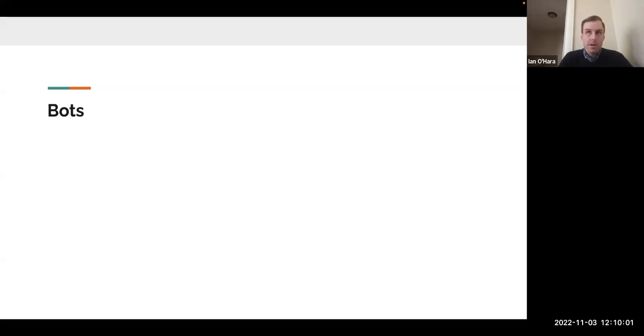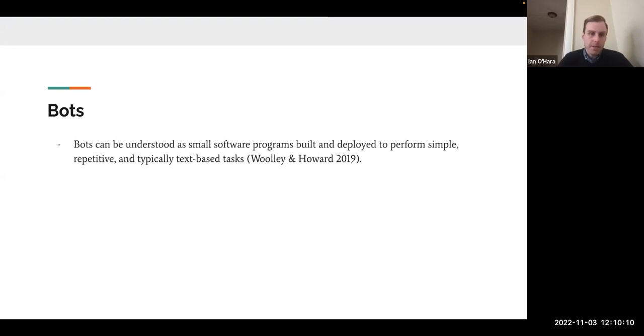So a huge component of these computational propaganda campaigns are bots, obviously, and everybody's heard about bots by now. They're typically small software programs that are built and deployed to perform simple, repetitive tasks. So we just talked about how algorithms are prioritizing things that are popular. So we can program hundreds of thousands of bots to make something popular that isn't organically popular on its own.